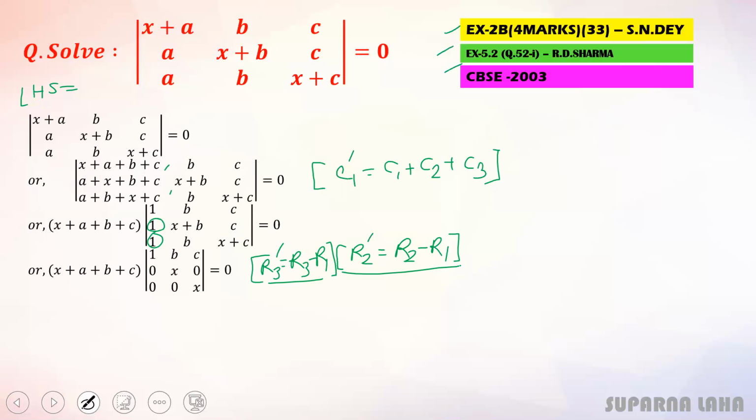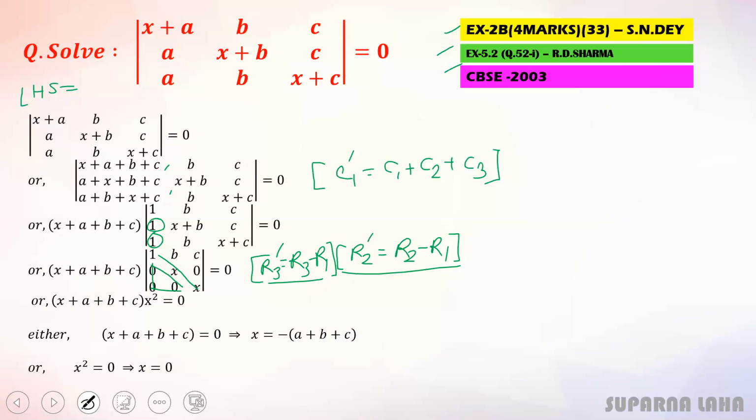Now look at here. This is the determinant of a lower triangular matrix. So just multiply its diagonal. This is the value of this determinant. So x plus a plus b plus c into x square. So either x should be minus of a plus b plus c, or x should be 0. So these are the answers.